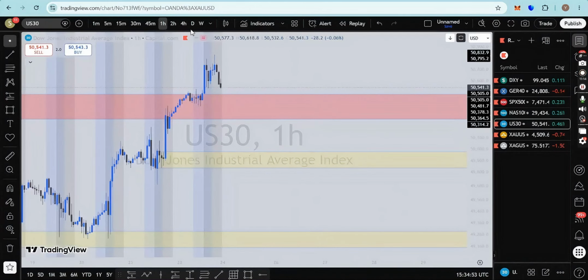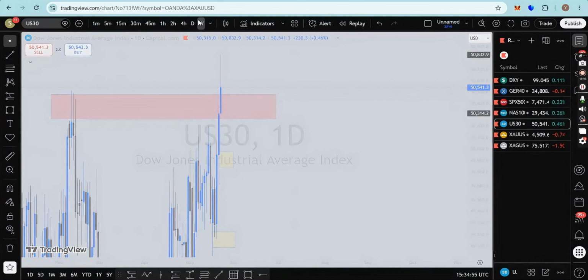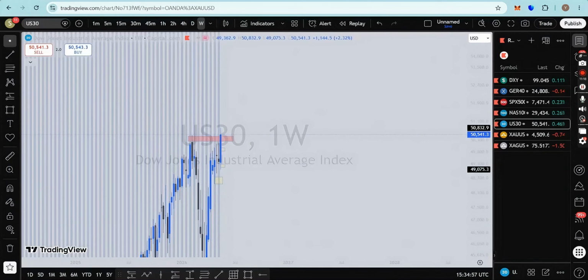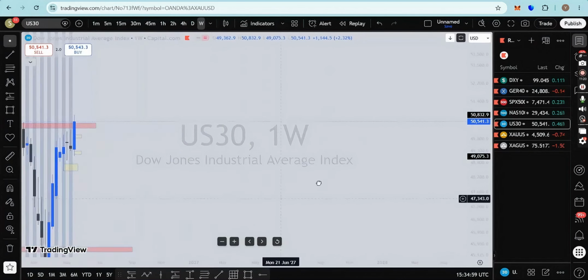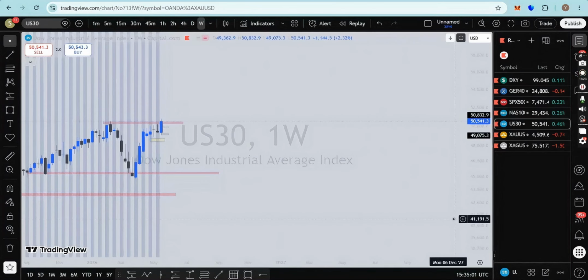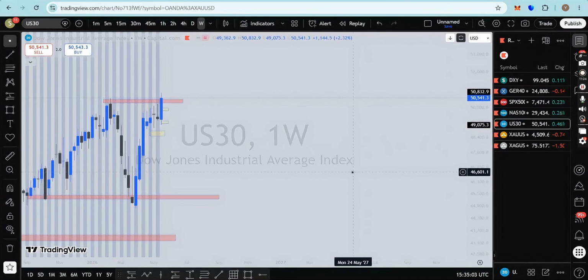So now we are on US 30. Let's go on to the weekly time frame. Unlike the NAS 100 and S&P 500 that had been creating all-time highs for the past weeks, US 30 was not creating all-time highs. So just last week we had US 30 create an all-time high.